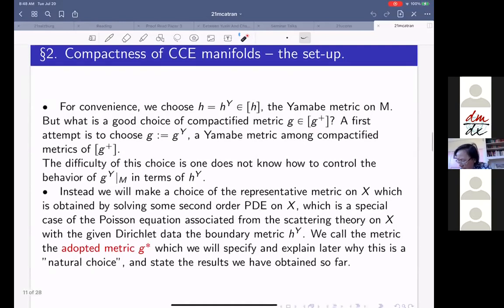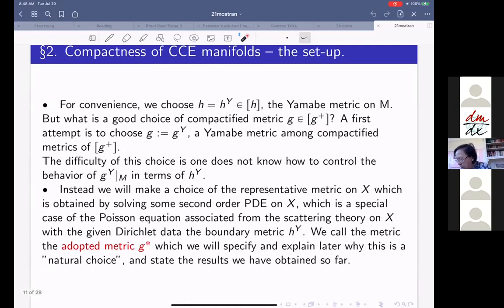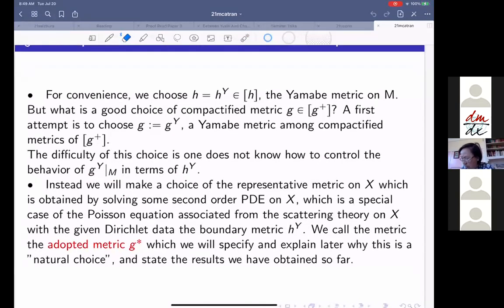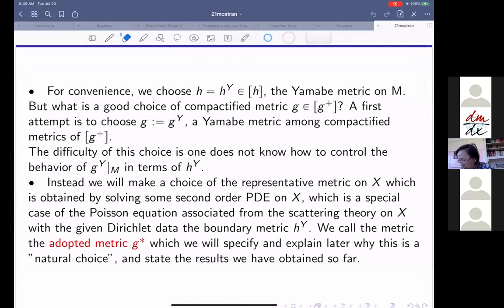But the difficulty of this choice is one does not know how to control the g_Y restricted to the manifold in terms of h_Y. You have a boundary Yamabe metric, you have an interior Yamabe metric. The existence of both are solved by PDE problems, but you do not know how to relate the Dirichlet data, g_Y to h_Y. Okay.